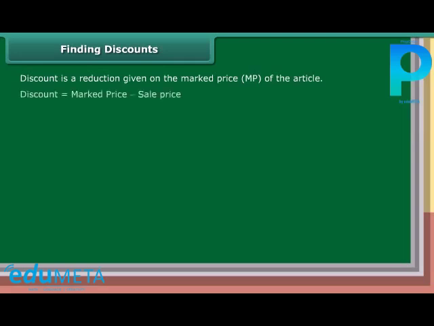Finding discounts. Discount is a reduction given on the market price (MP) of the article. Discount is equal to market price minus sale price.